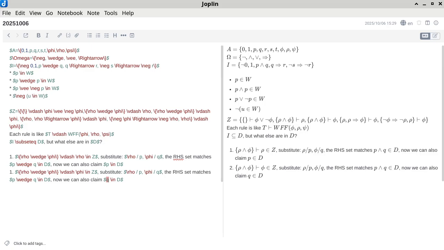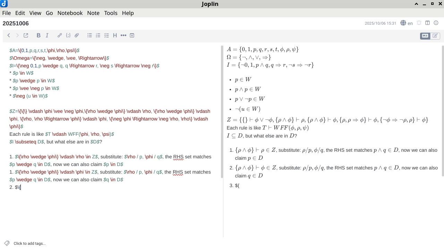Okay, so what else can we do? Now that we know everything in iota is in D, and we have two additional things that we just established as members of D, what else can we do? Well, let's take a look here. I think the implication can be useful. So look at this particular rule. Let me type it first, and then we'll talk about it.